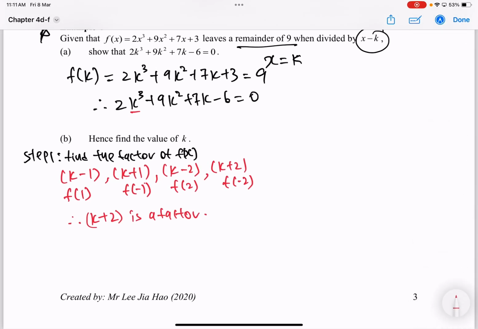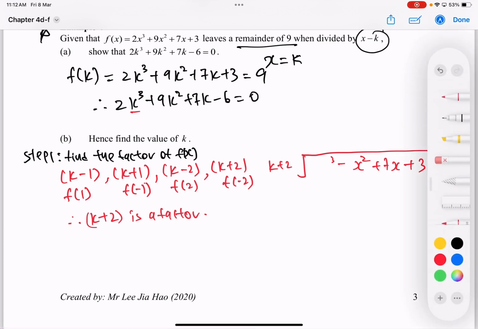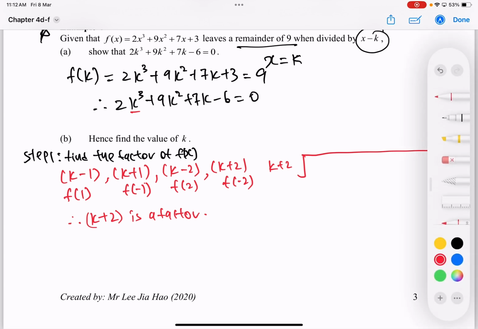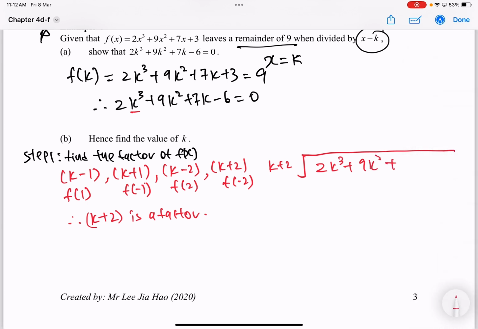So now let's try. Okay, so you do long division. x cubed plus 9x squared plus 7x plus 3 divided by k plus 2. Wait, what am I doing? Wrong. No, it's 2k cubed plus 9k squared plus 7k minus 6.